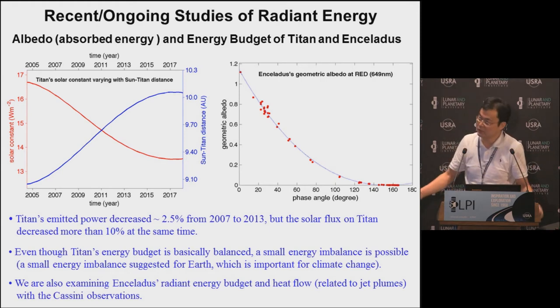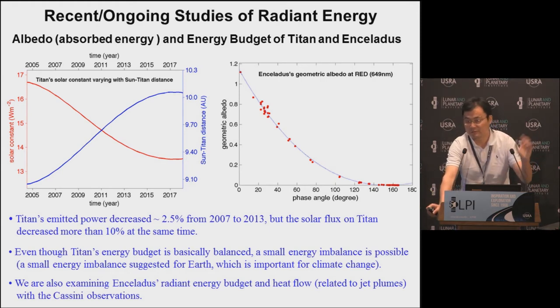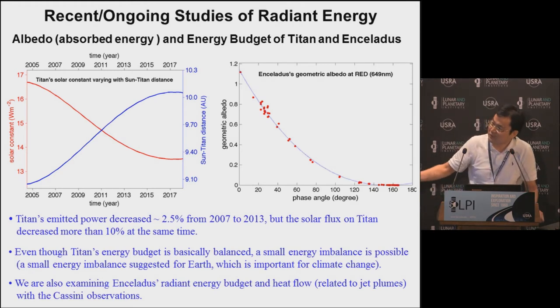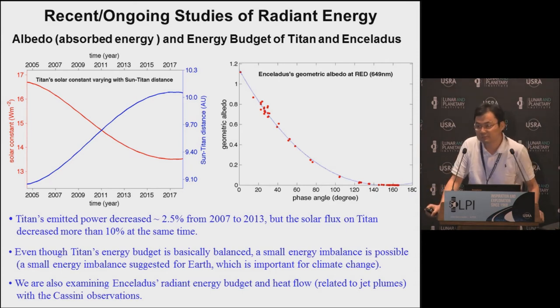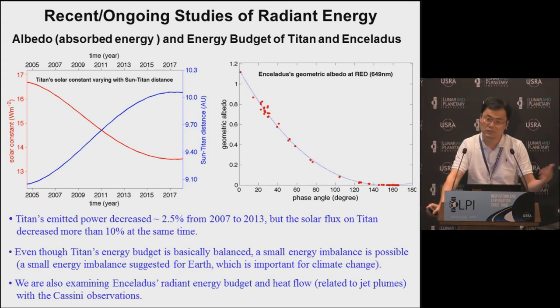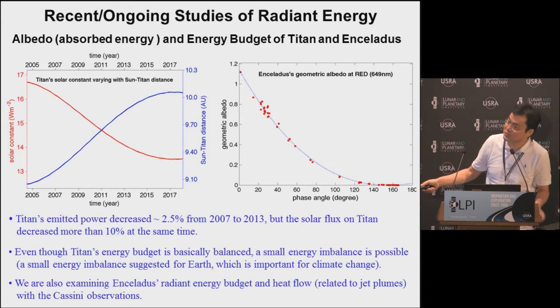Even though we think the energy budget is roughly balanced, a small energy imbalance is still possible. The reason is because recently a small energy imbalance was suggested for Earth. Also, people think the small energy imbalance is probably very important for climate change, for global warming. Here, we suggest it's also possible for Titan. We still have to double check, because we have to calculate the emitted power and also the absorbed solar radiance. Then we can get the whole story. That's for Titan. We're still working on that.